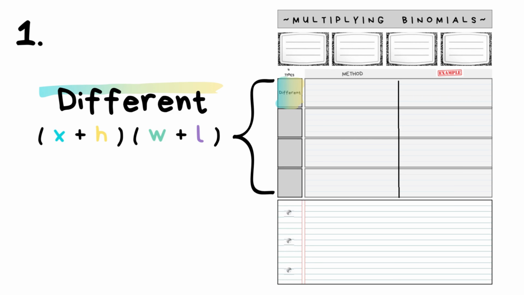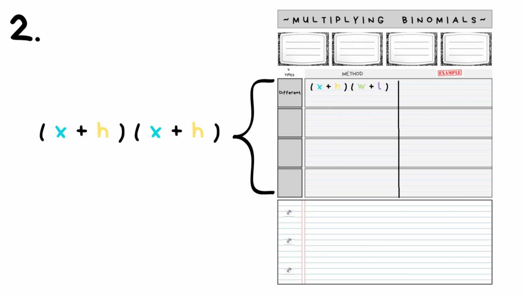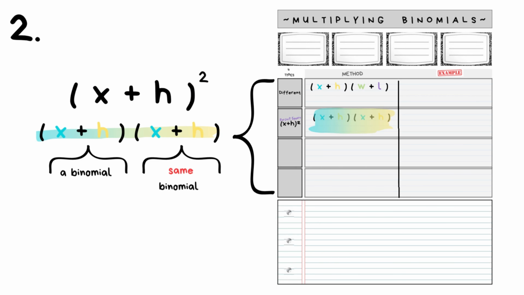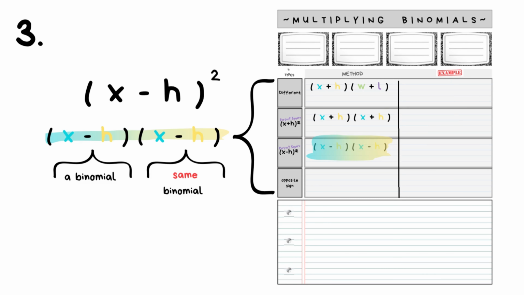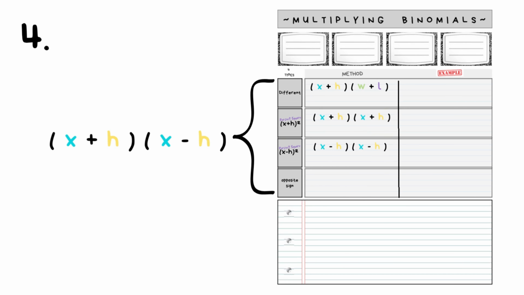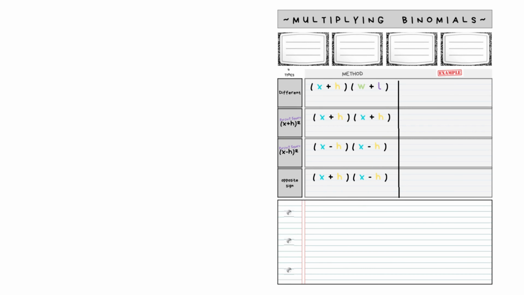Both binomials are different. The binomials are the same, and the terms are added. The binomials are the same, and the terms are subtracted. The binomials are one of each, addition and subtraction. Now let's explore the methods used for each situation.